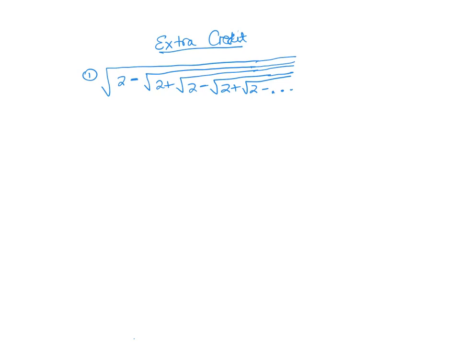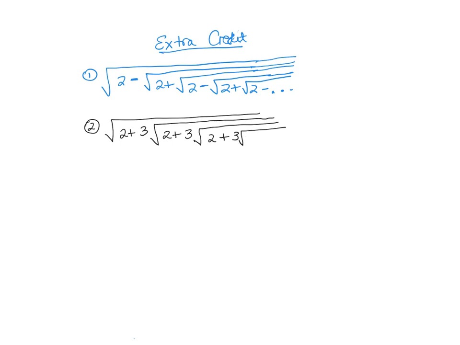Another one which I found very interesting was this one. Okay, I'll turn back to black. It was the square root of 2 plus 3 times the square root of 2 plus 3 times the square root of 2 plus 3 times the square root, and this repeats in that pattern. Now this one, we do the same way. You may have to square each side more than twice, but see what you can do with that one.